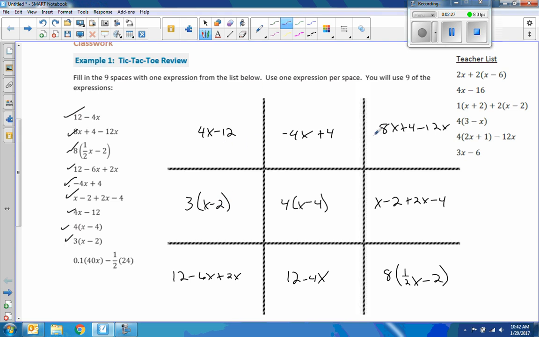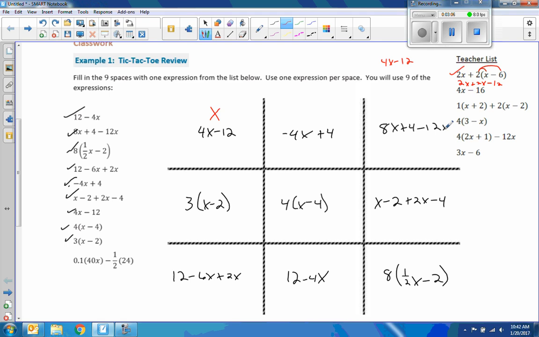So in order to do that, we can look at the first one here, 2x plus 2 times the quantity x minus 6. Well, this is the distributive property here, so I can leave that 2x plus 2x, and then distribute 2 times negative 6 would be negative 12. So I have 2x plus 2x minus 12. I don't see it anywhere, but then I can see that this 2x plus 2x can be combined to 4x. So that would end up being 4x minus 12. And 4x minus 12 is right here, so I put an x.